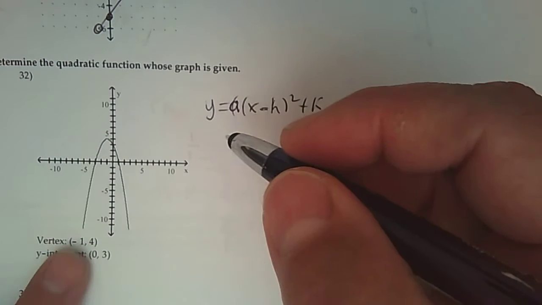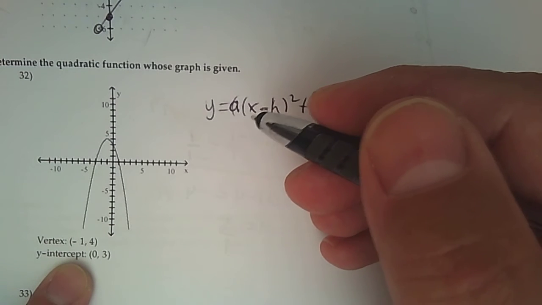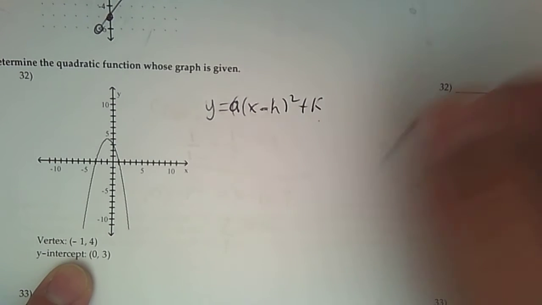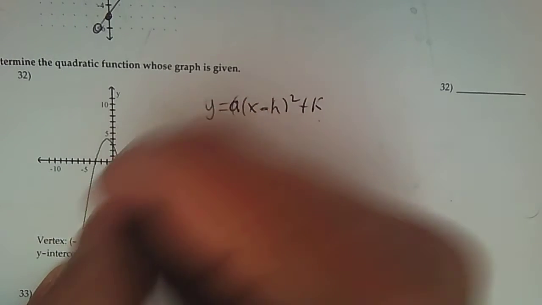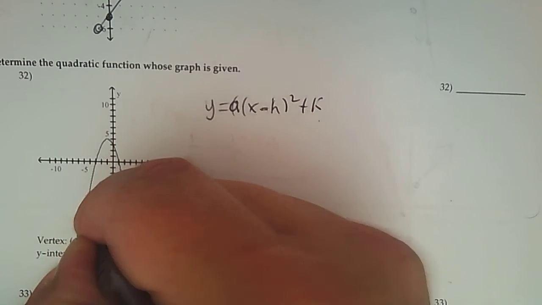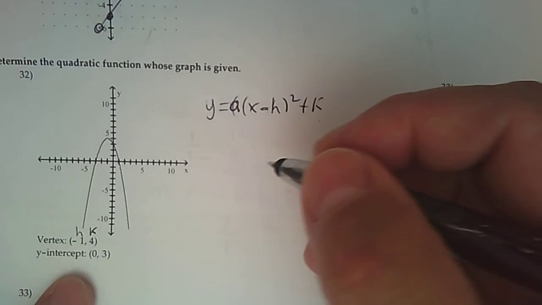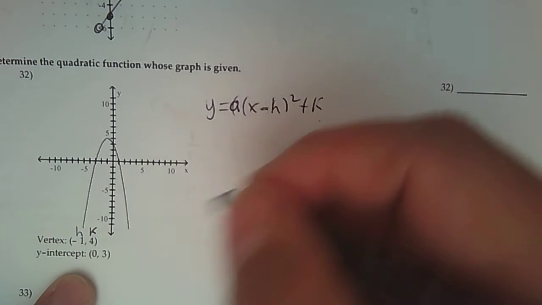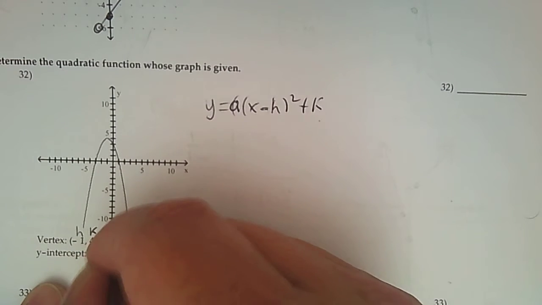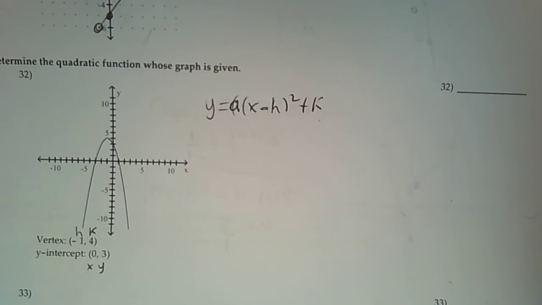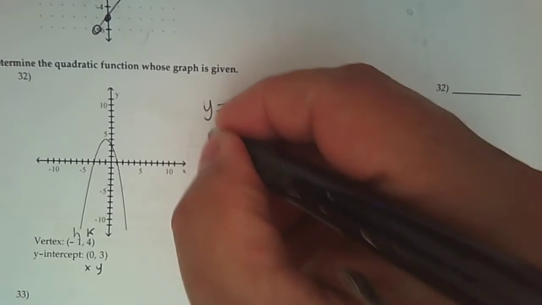So in the question, I know the vertex is -1 and 4. So that means my h is -1. This is h. And my k is 4. I also know a point on there. The y-intercept is 0, 3. So I actually have an x-coordinate and a y-coordinate other than the vertex. So the y is going to be 3.